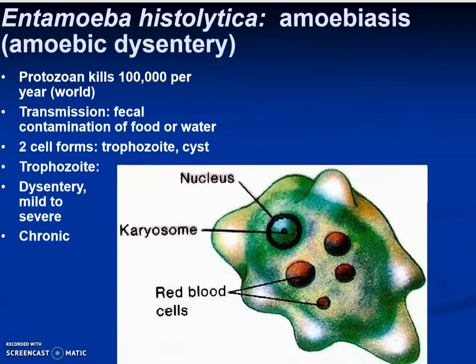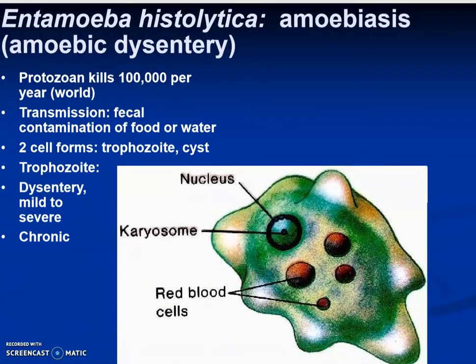Next one is Entamoeba histolytica. That's the cause of amoebiasis or amoebic dysentery. This protozoa disease kills about 100,000 people per year worldwide. It's not very common in the United States, but worldwide it is a problem. The transmission is fecal contamination of food or water, so basically unsanitary conditions.